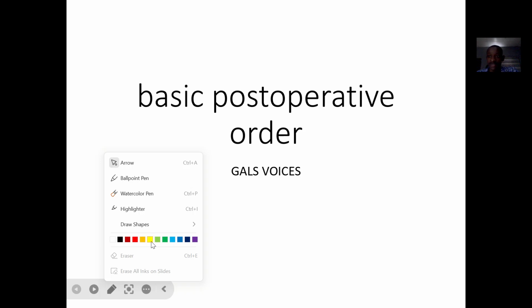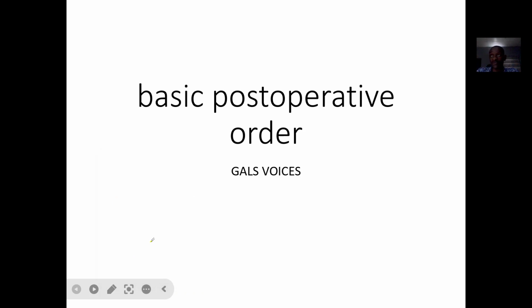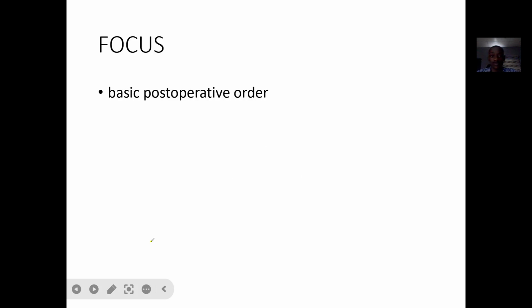We'll talk about the basic post-operative order. So for the basic post-operative order, it's more like, okay, after the surgery, what are the things we actually need to do to a patient that will show that this patient was well attended to after the surgery.